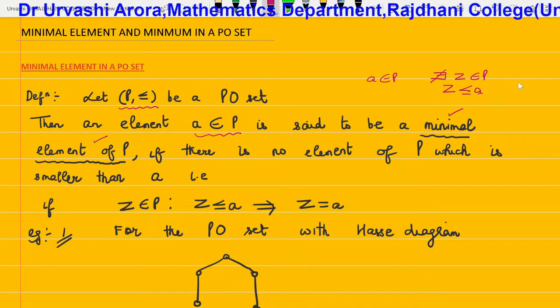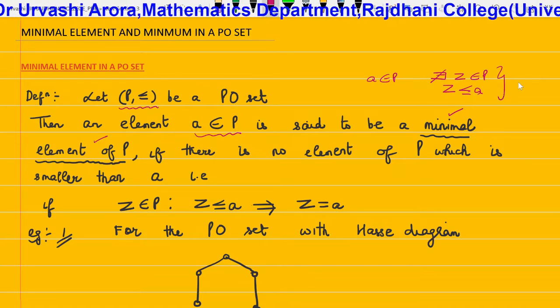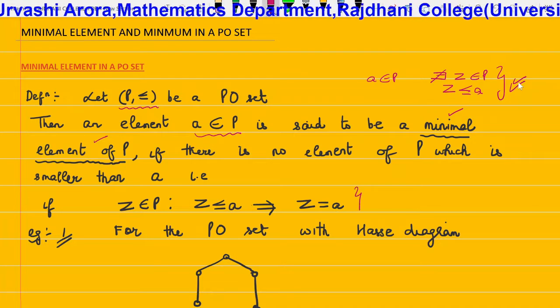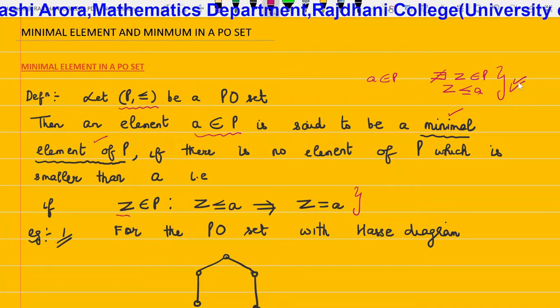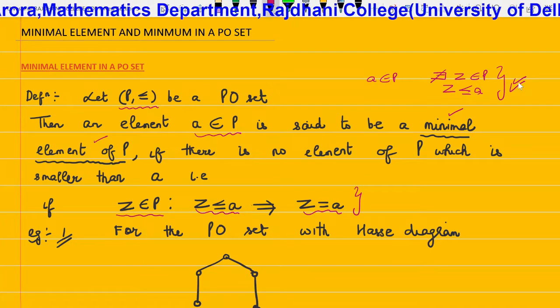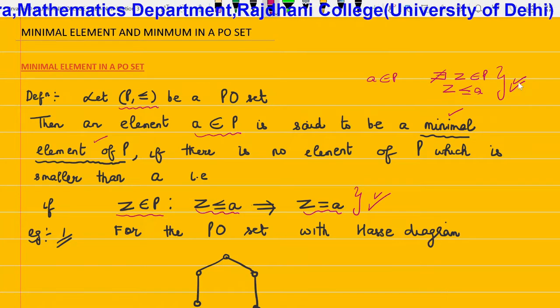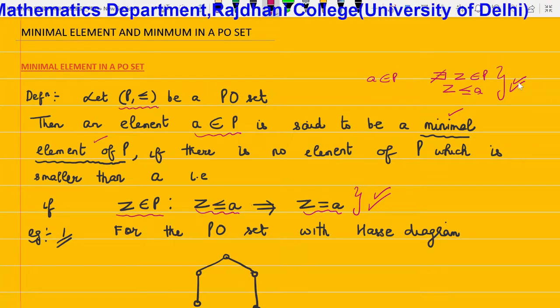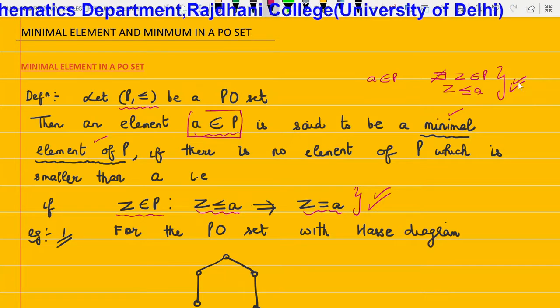Or in other words, you can express this mathematical fact by a statement like this: if there is a Z belonging to P such that Z ≤ A, then that Z should be equal to A. So if such a thing happens, then you say that the element A belonging to P is a minimal element.